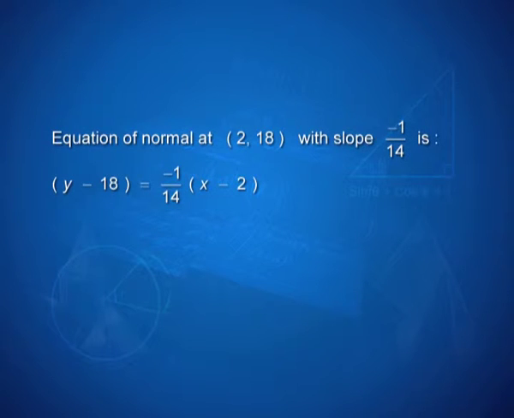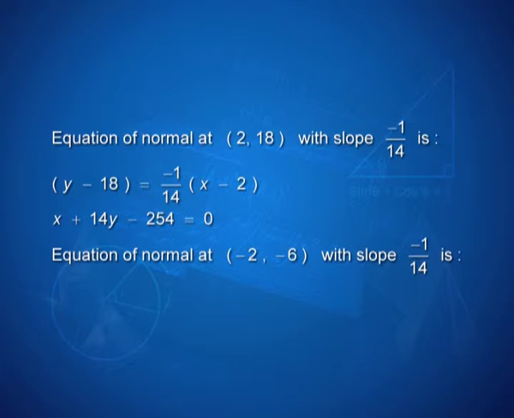So, that is why the question asks for normals to the curve. There is a plural word here. So, I need two normals. I have two answers for this question. The normal at (2, 18) with slope negative 1 by 14 will turn out to be x plus 14y minus 254 equal to 0, and the second normal turns out to be x plus 14y plus 86 equal to 0. Something which was indirect, but we could figure it out because I had a known and an unknown linked together through the concept of normal slope being the negative reciprocal of the derivative of the function.